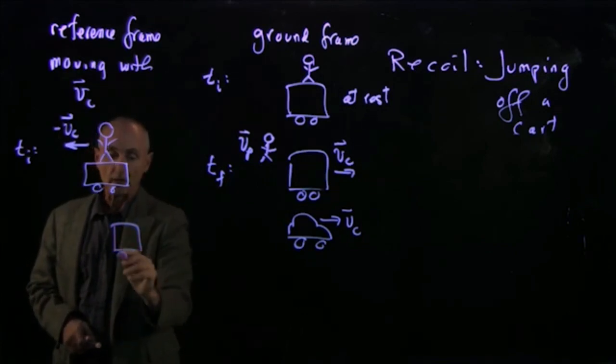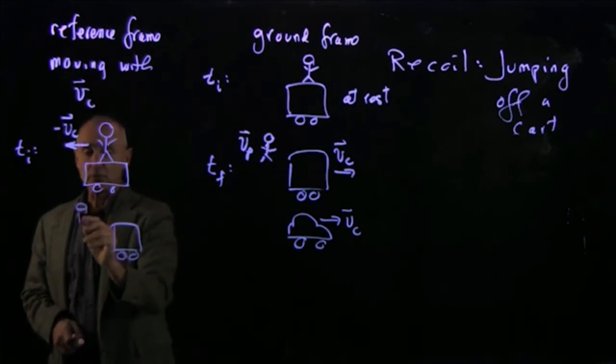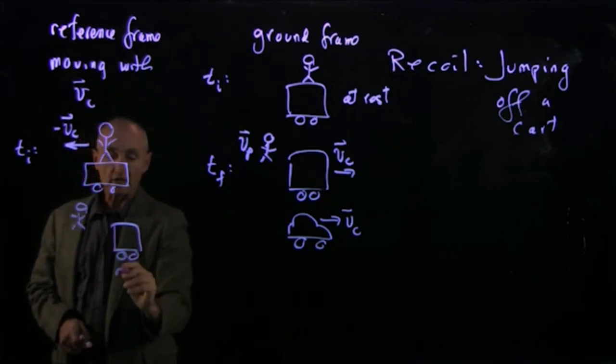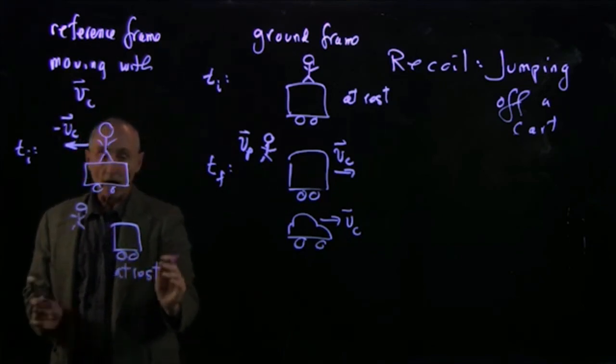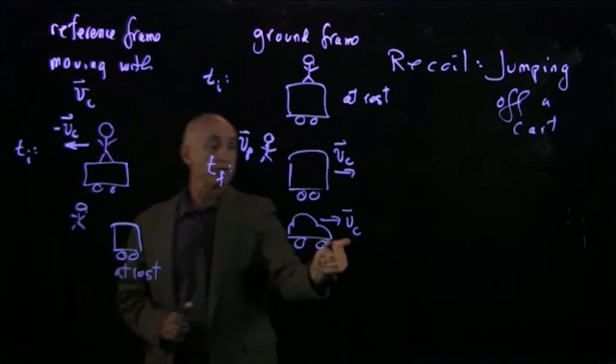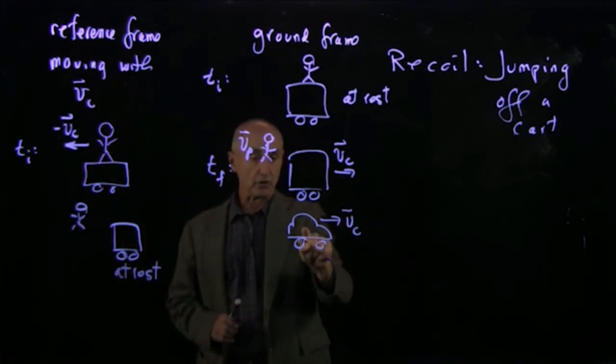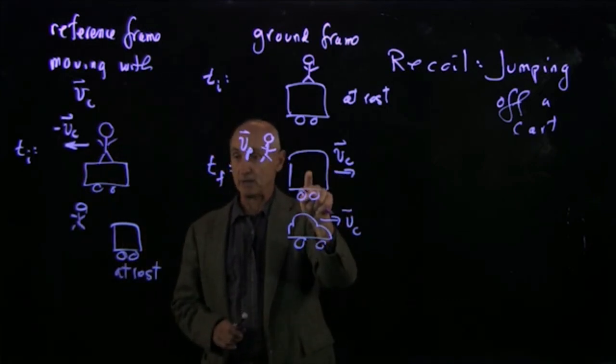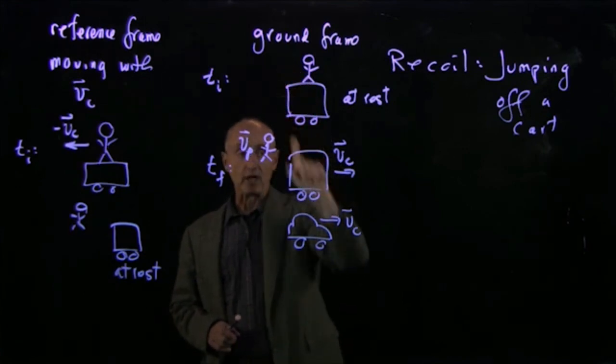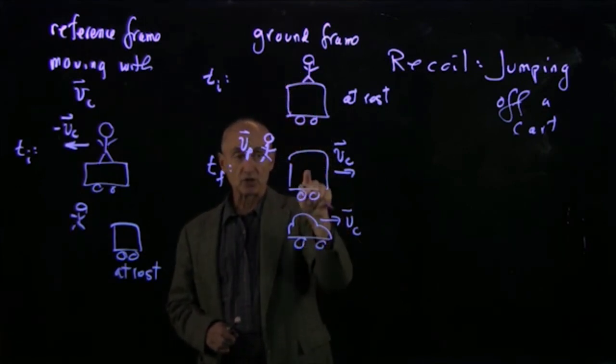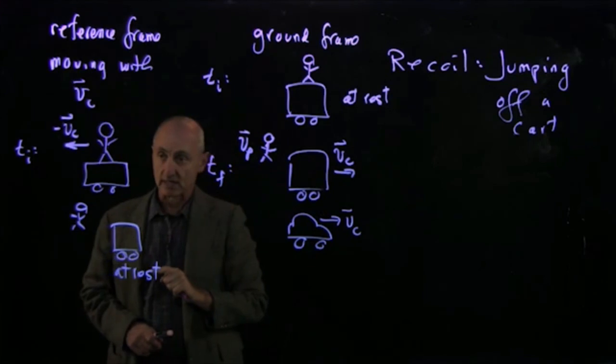After the jump, here's the person now, the cart is at rest. Why? Because we're in the reference frame moving with vc. So if you're in a car and you're moving at the same speed that the cart has with the ground frame, then in your frame, this cart looks like it's at rest.